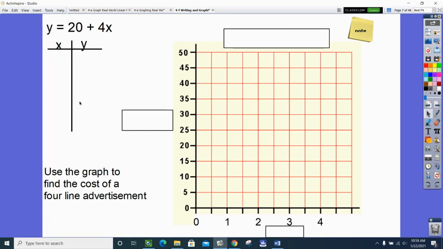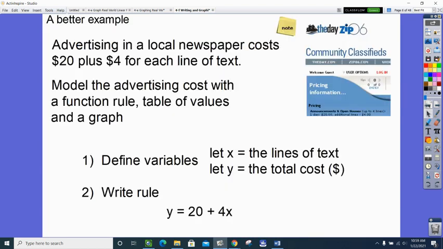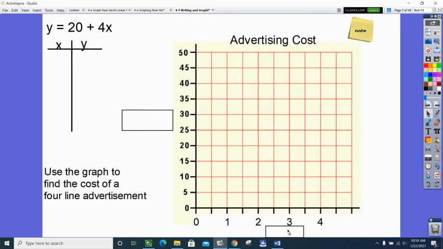When I go to graph it, I now have to set up the graph. So I'm going to put a title. The book never seems to do this, so I'm going to call it advertising cost. My definitions of my variables are going to be my labels on the X and Y axis. X is going to be the number of lines of text, and the cost in dollars will be my Y. I'm going to flip over so you can see why I put these numbers in.